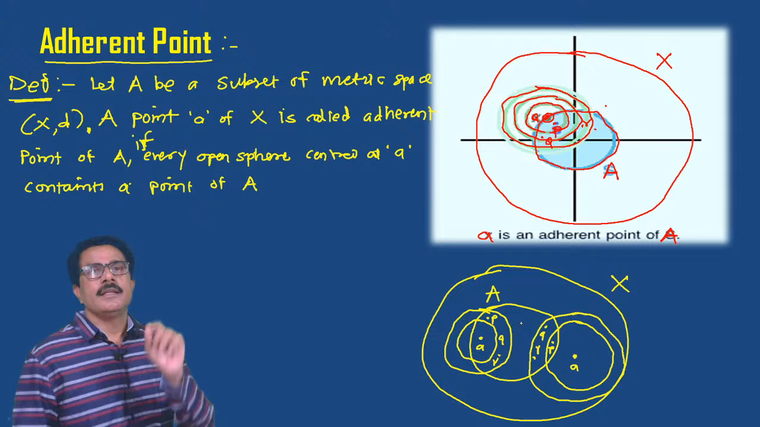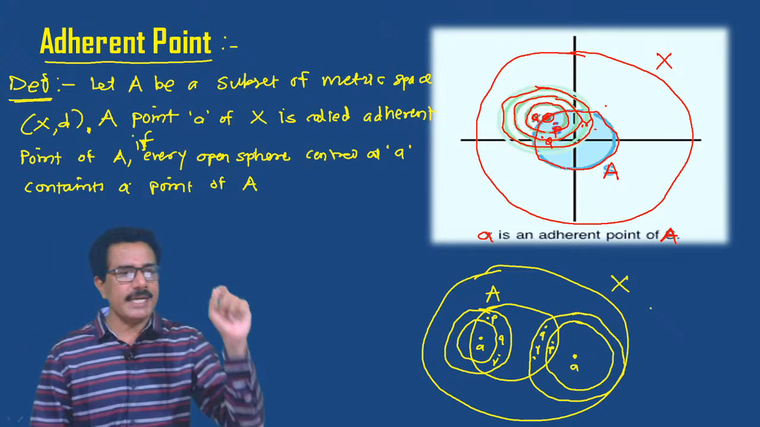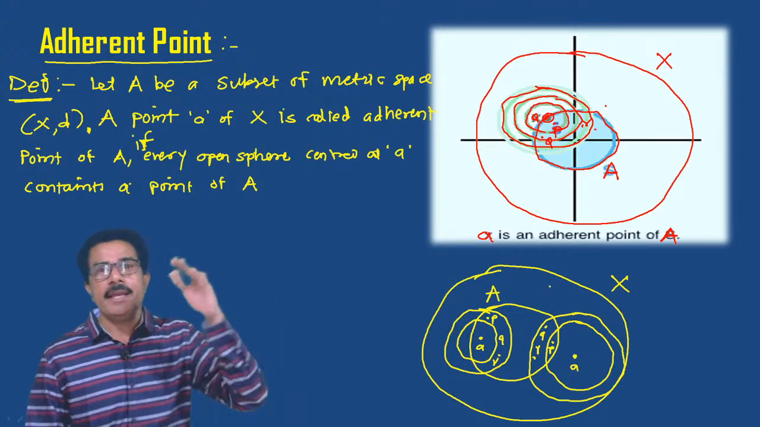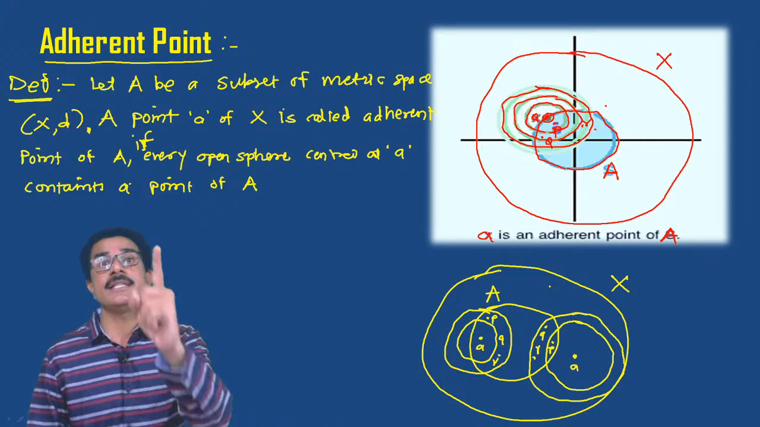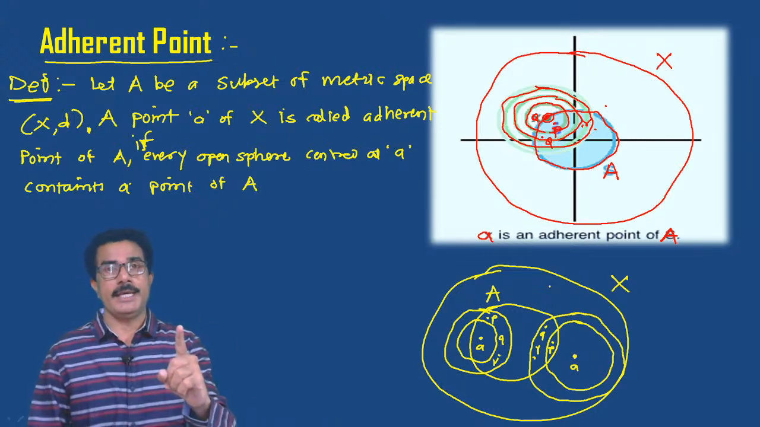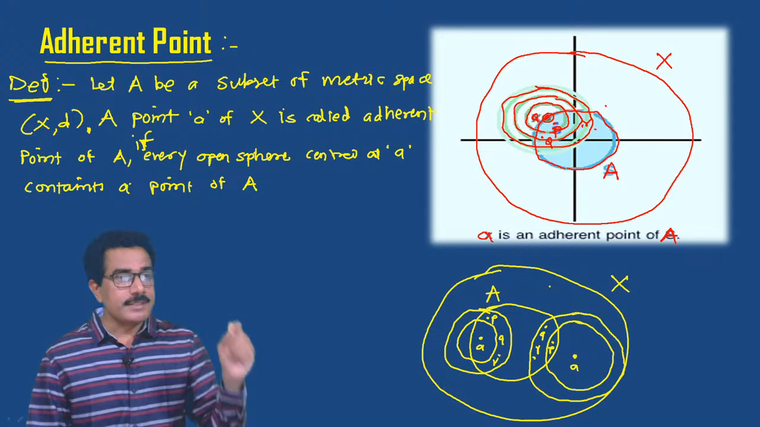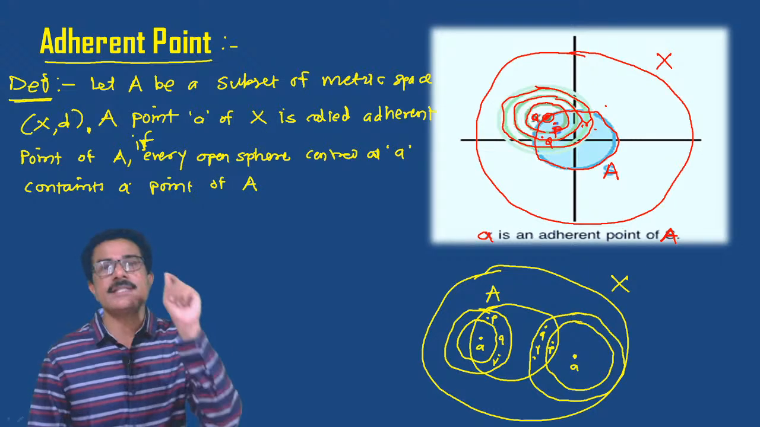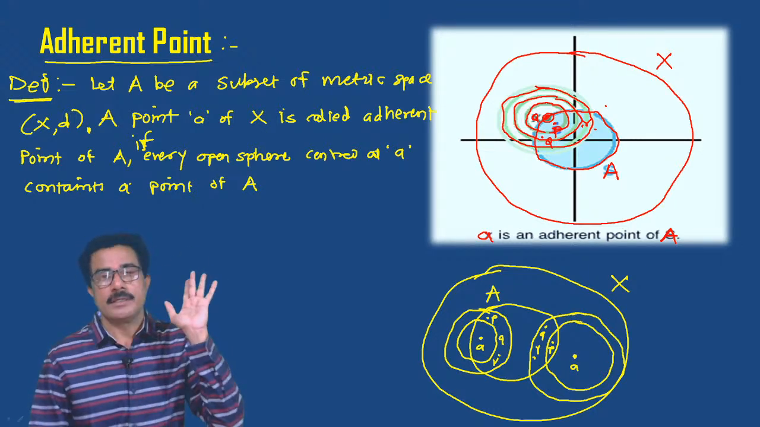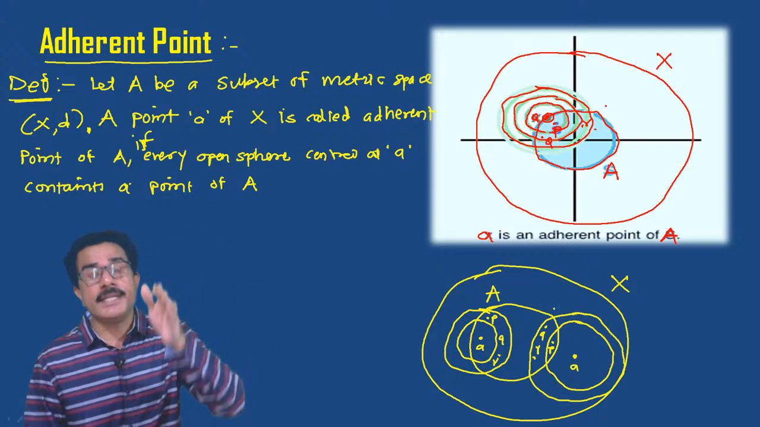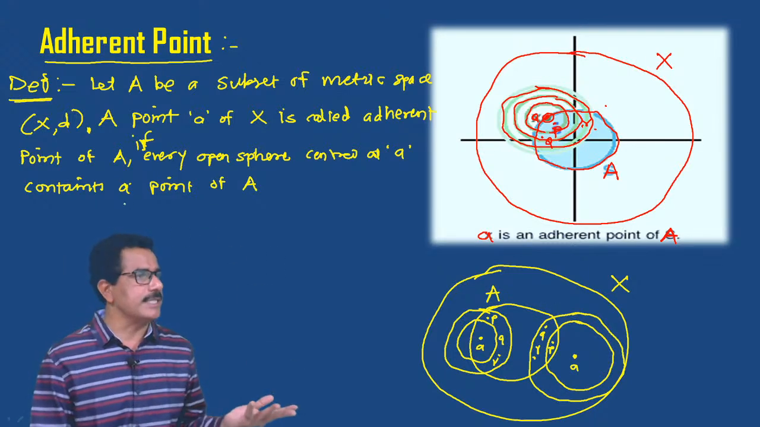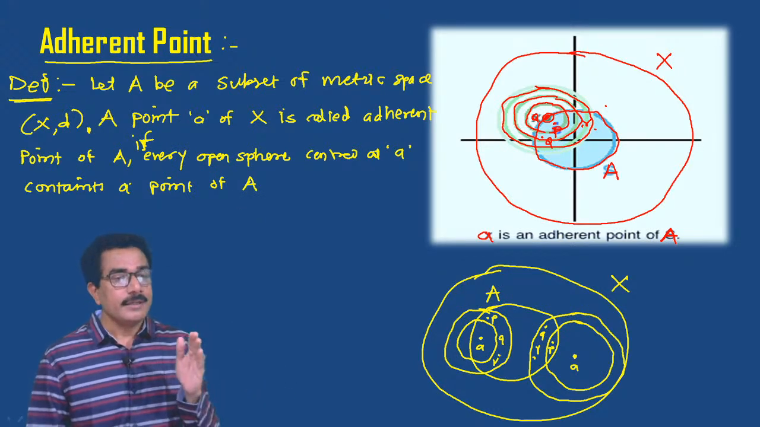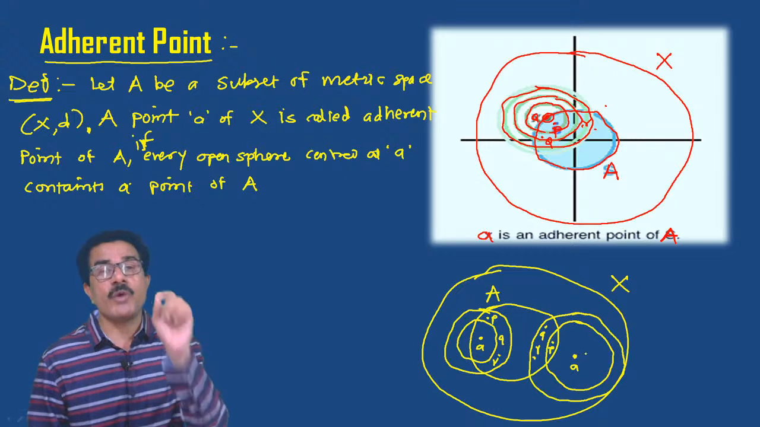It is essential that a must be present in capital X. It may be inside capital A or outside capital A. But the essential condition is that every open sphere centered at small a contains a point which is included in capital A. If this condition is satisfied, then we can say that the point small a is an adherent point of A.